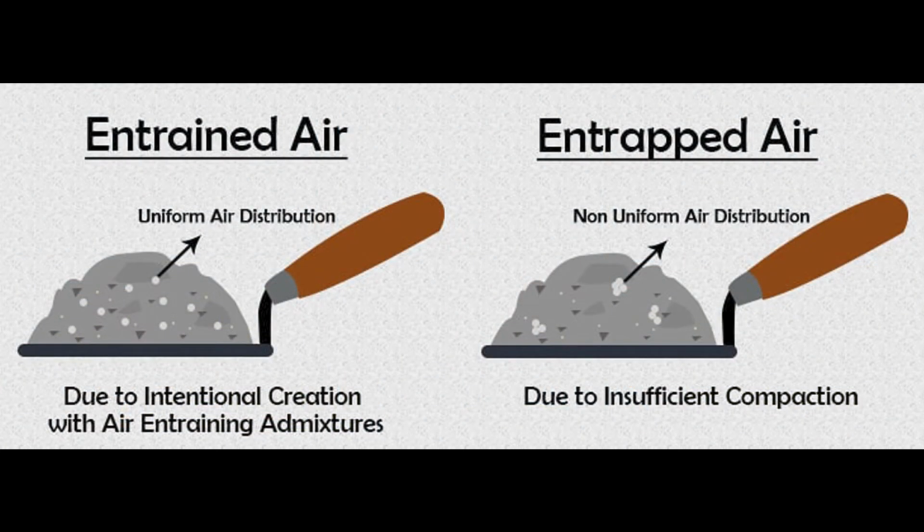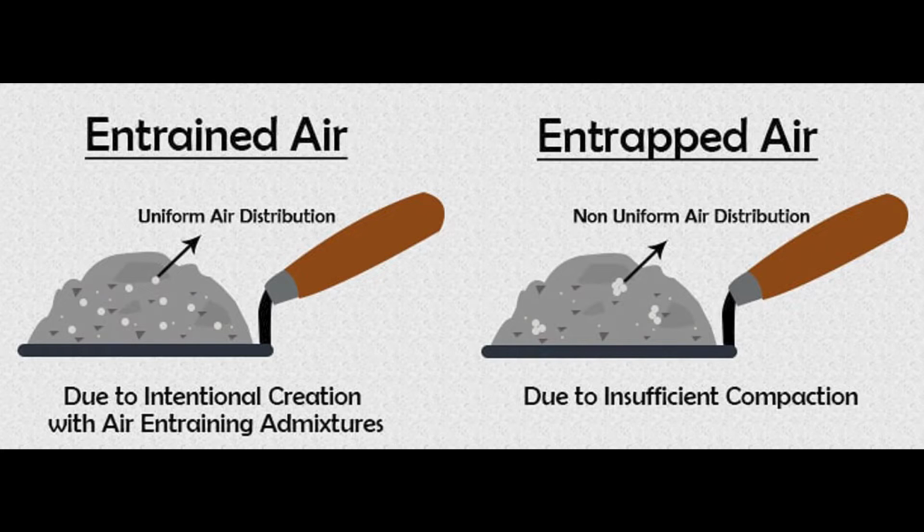So the entrained air in concrete consists of millions of microscopic air bubbles in the concrete. And this is really important for the durability of the concrete and ensuring that during freeze-thaw cycles, we don't have issues that would result in cracking of pavement.